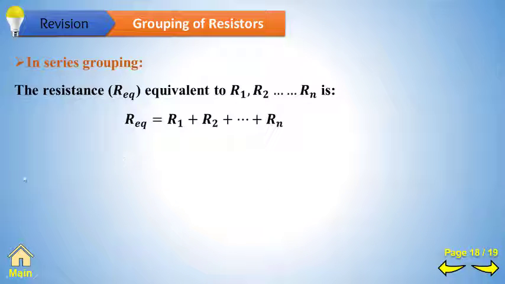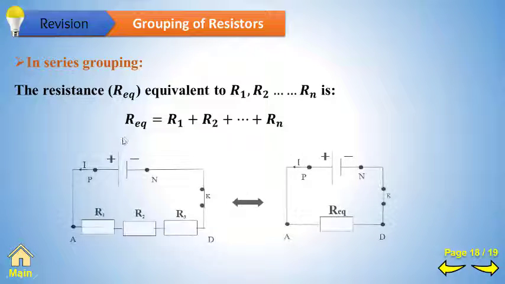Now our final idea is about grouping the resistors in series and in parallel. In series grouping, the equivalent resistance R of R1, R2, Rn is given by R equivalent equals R1 plus R2 plus R3.